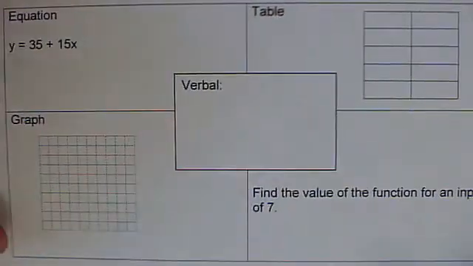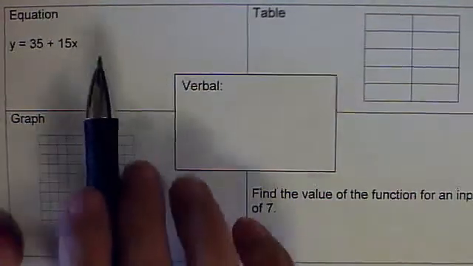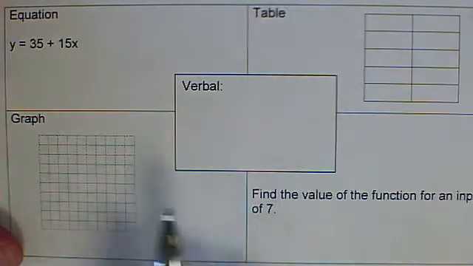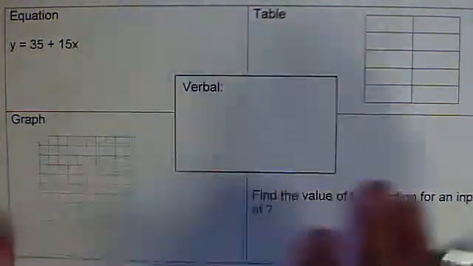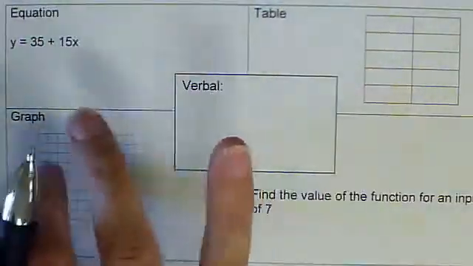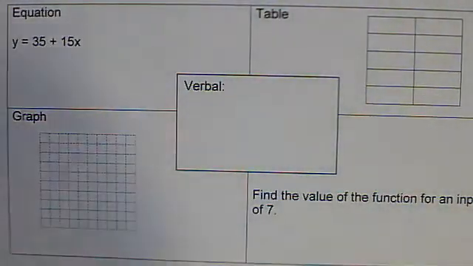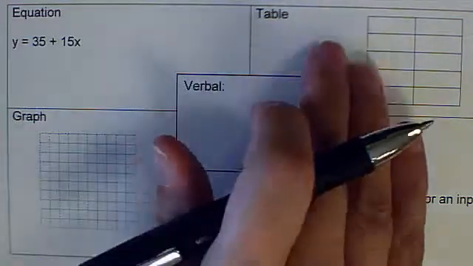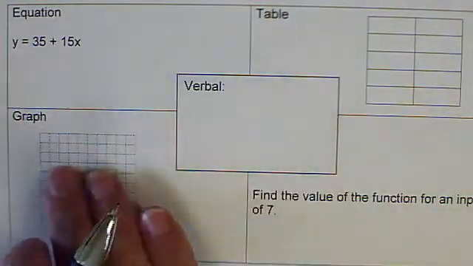So what we have here is a box that has in the center the verbal, which means word problems. Then you're going to have an equation, a table, a graph, and a question to answer based off of these things. So each time you're given one of those four. You're either given the equation, the table, the graph, or the verbal. You're always given the question that I want you to answer. So this time we're given the equation, and we have to fill in the table, we have to fill in the verbal, we have to fill in the graph.